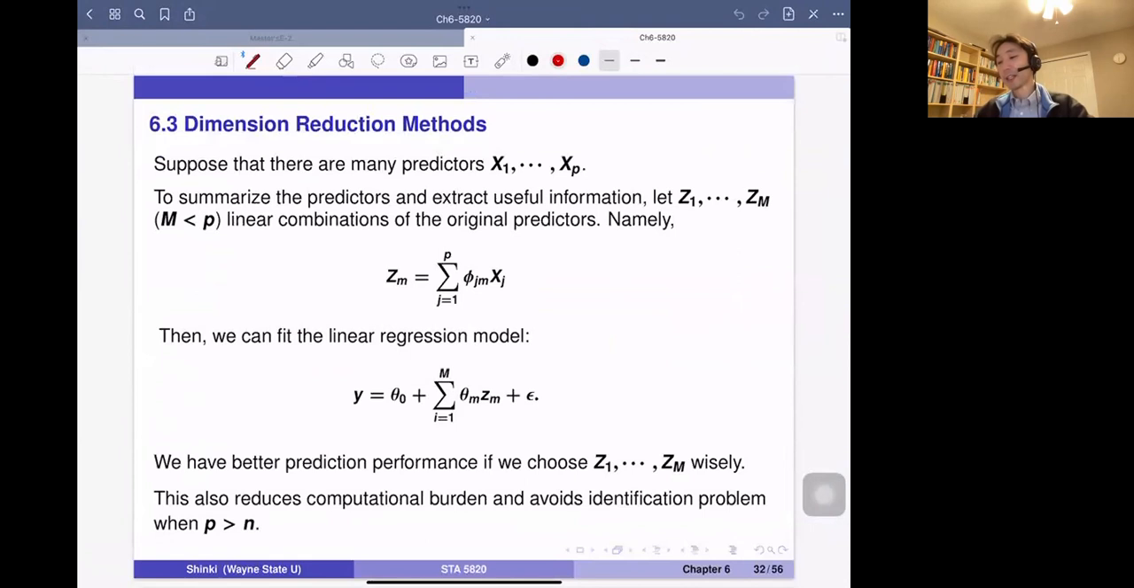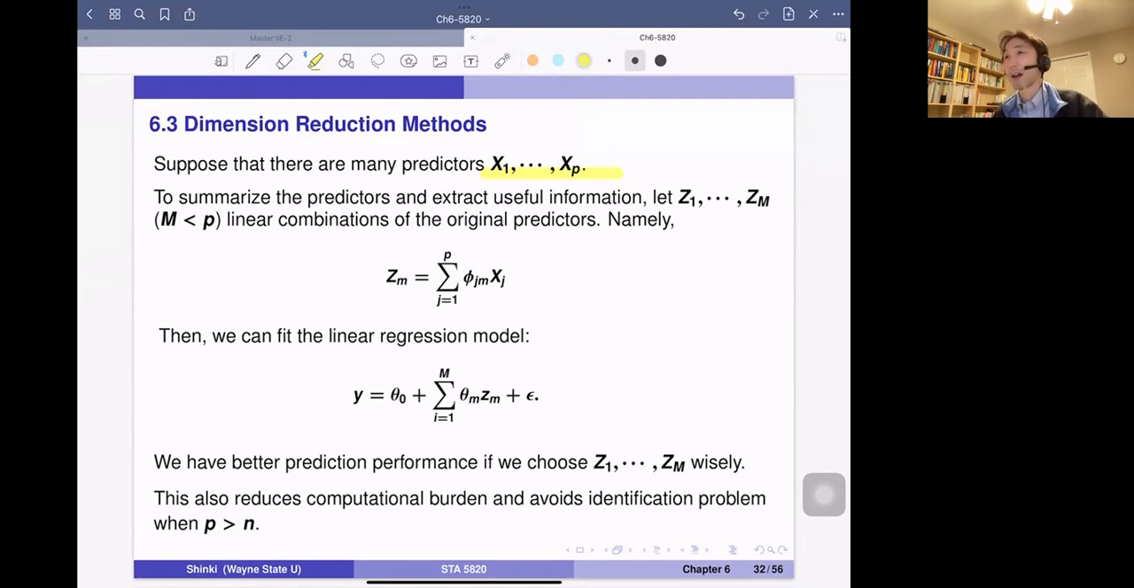So 6.3 is the dimension reduction technique. Suppose that we have many predictors. Before fitting y on x1 to xp, we want to summarize the information of x1 to xp. Maybe the simplest case is, suppose that we have an economic variable from each state, maybe industrial production for each state. So 50 series, 50 variables. And we want to predict the overall real estate price.